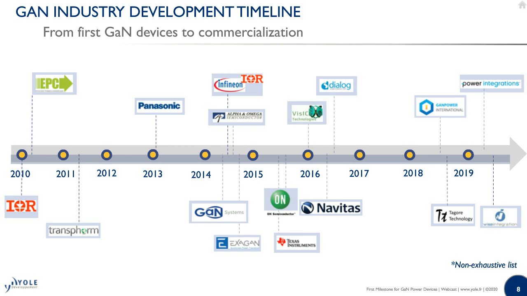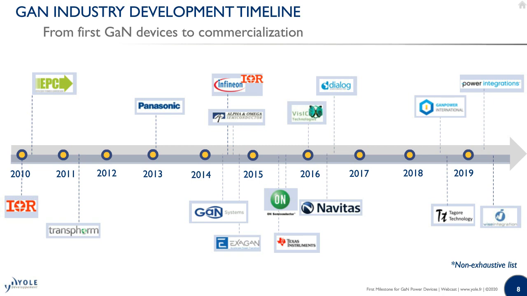And in parallel, many established discrete and power module manufacturers such as Panasonic, Infineon, onsemi, but also well-known power management players such as Alpha and Omega Semiconductor, Texas Instruments, Dialog, and very recently, last year, Power Integrations, have entered the GaN business. So we can really say that almost all of these key power electronics players are developing and getting ready in terms of their product portfolio as the market starts to grow.